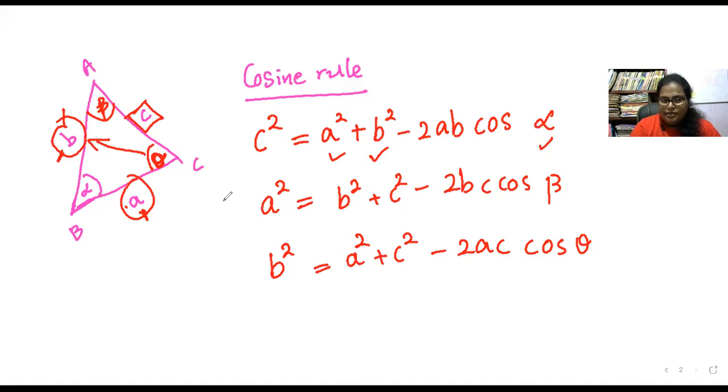Is it clear? All these three types are okay. These three types are correct. Here we are applying the cosine rule for each stage, right?